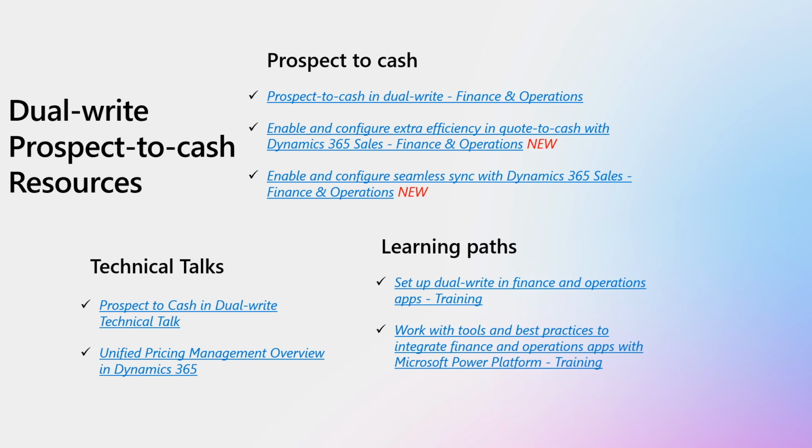Another great learning resource is the FastTrack TechTalks repository. You have there technical talks on topics such as prospect to cash or the unified pricing management capabilities of F&O. Finally, there are also learning paths available so that you can expand your knowledge on Dual-write, including monitoring and troubleshooting techniques.